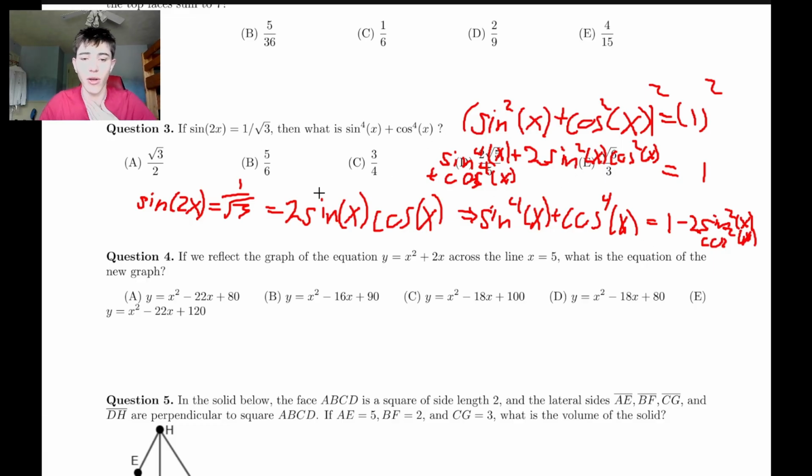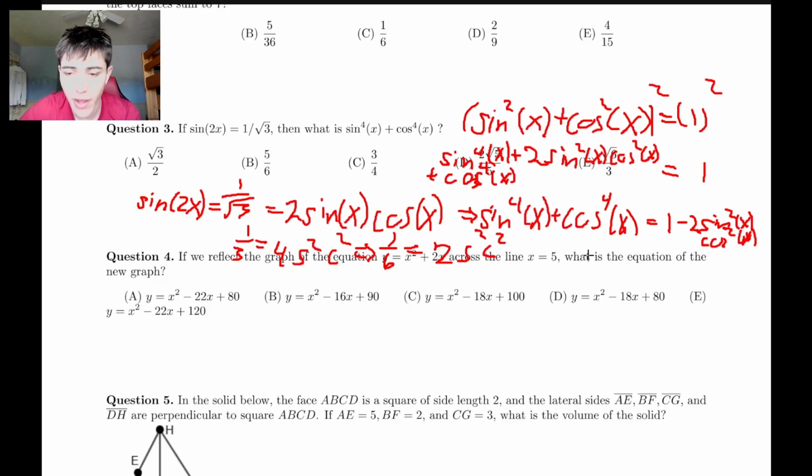So we have 2 times sine of x times cosine of x, but we want 2 times sine squared of x times cosine squared of x. So we know if we square this whole expression, we're going to get 4 s squared c squared, where s and c are abbreviations for sine and cosine respectively, and that's going to be equal to 1/3. So then 1/6 would be equal to 2 times s squared c squared. So our value is going to be 1 minus 1/6, which is 5/6.